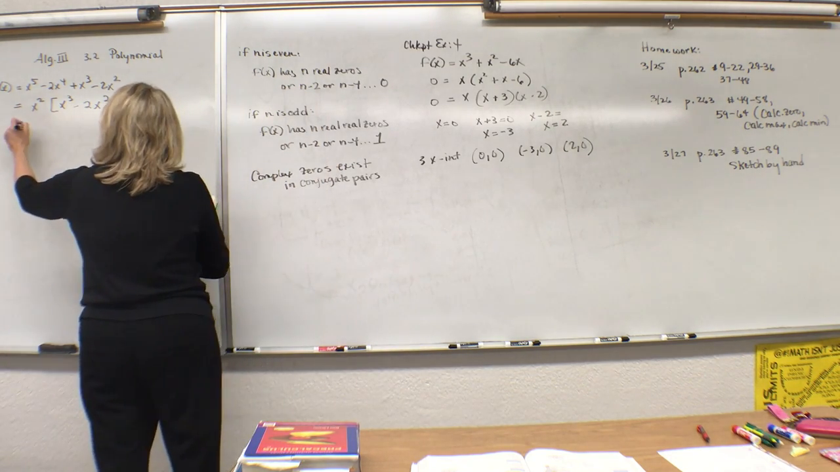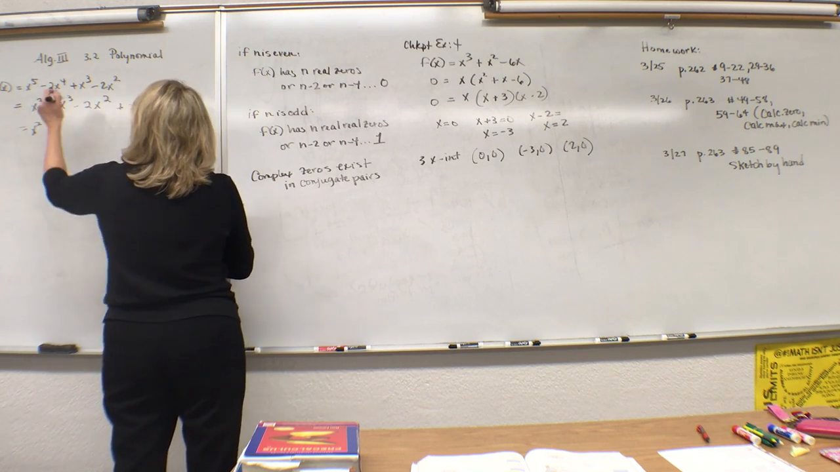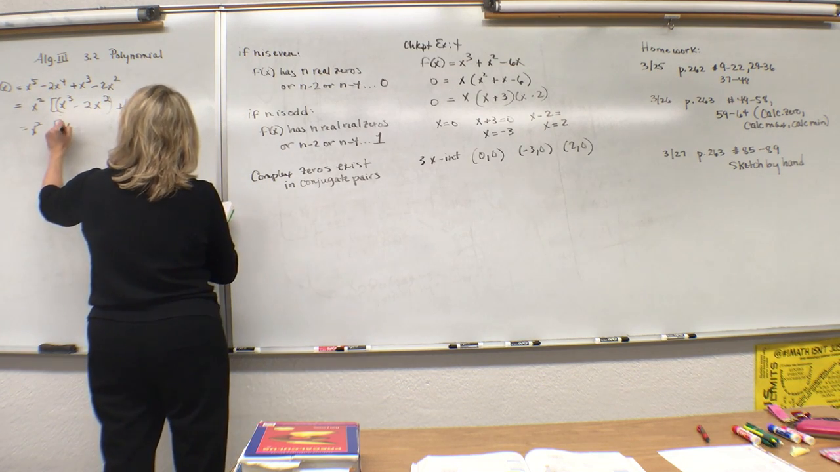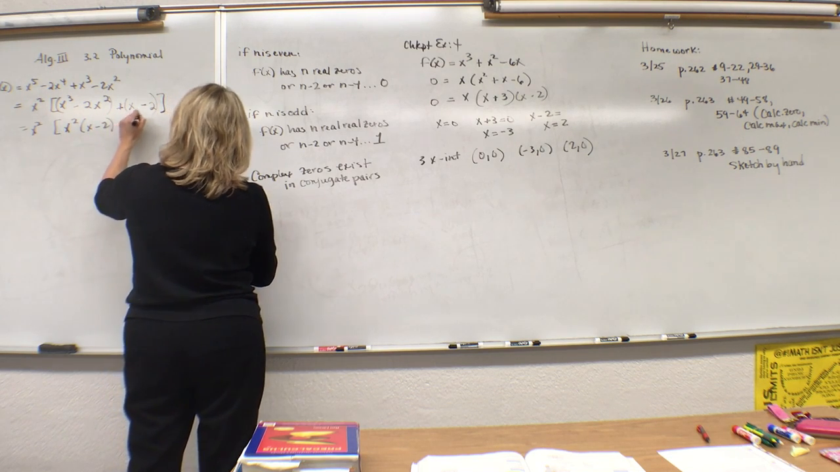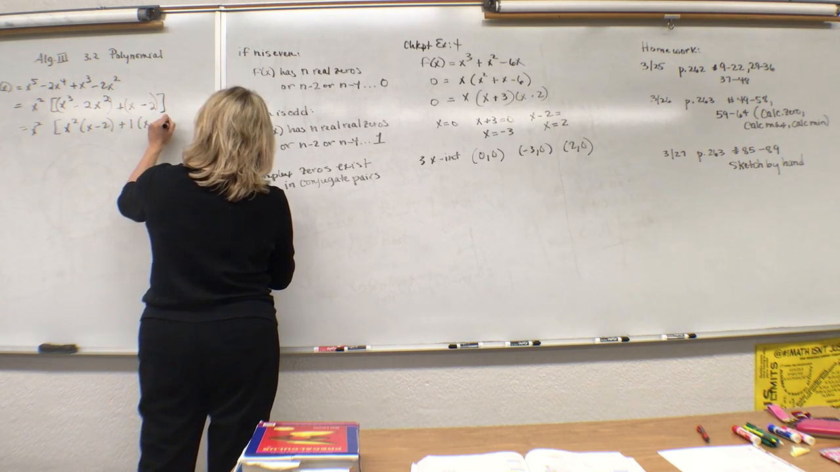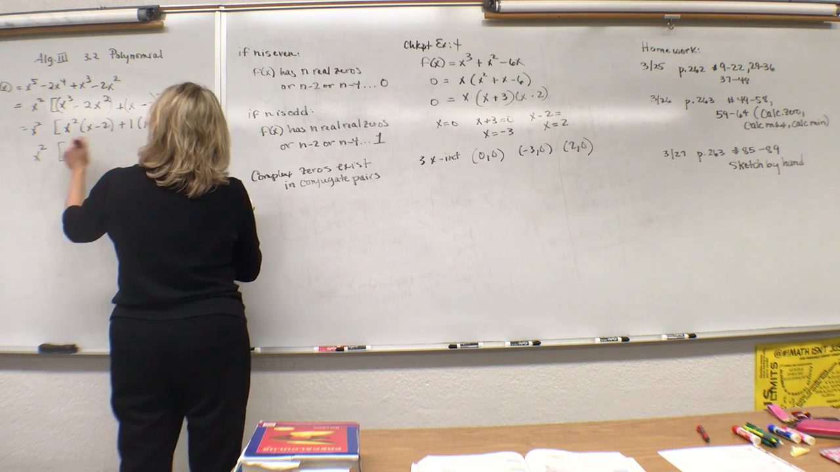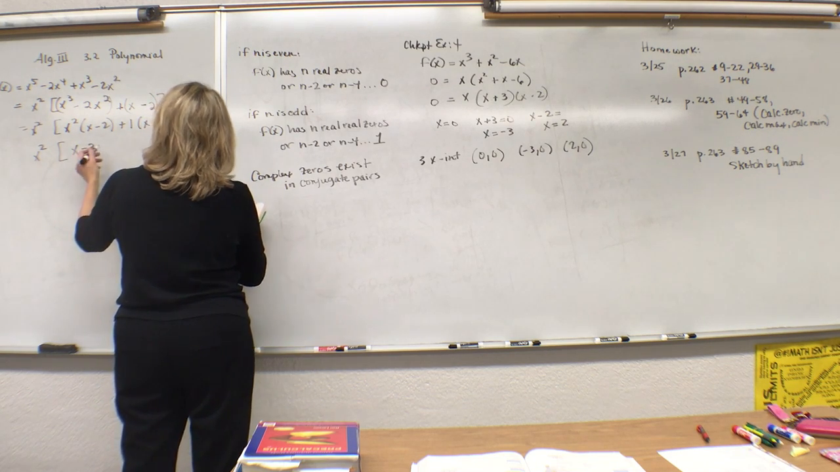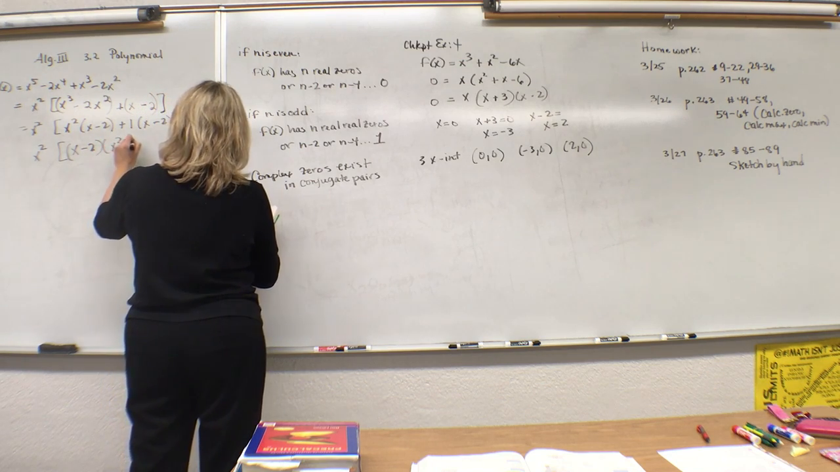Looking further then, I can group within these GCF again. This is going to leave me x squared times x minus 2 plus 1 times x minus 2. x squared, x minus 2, and x squared plus 1.